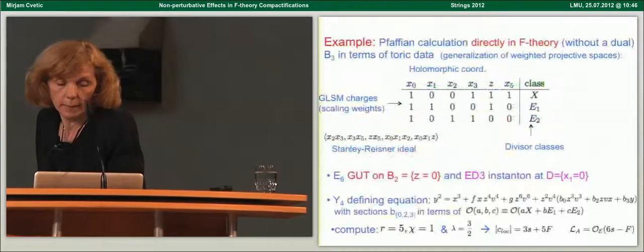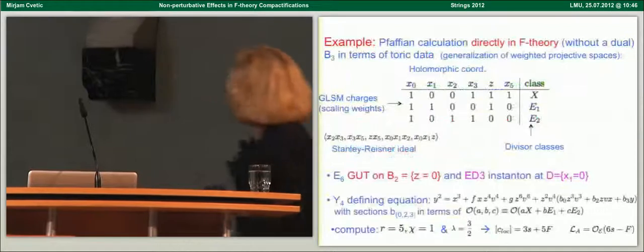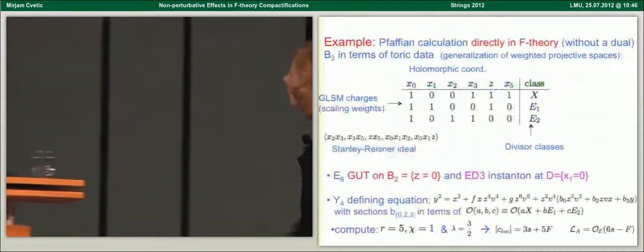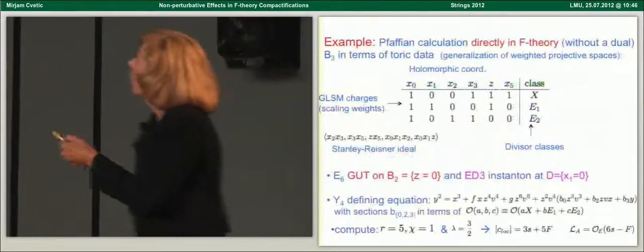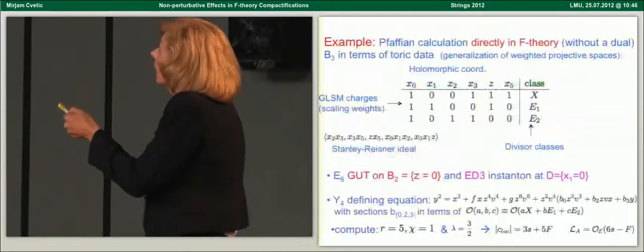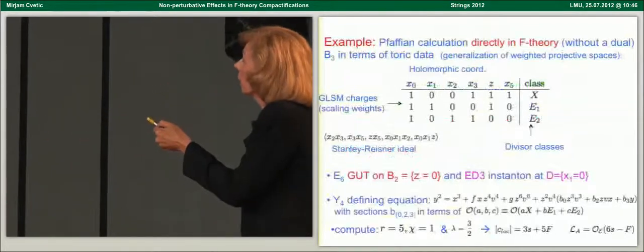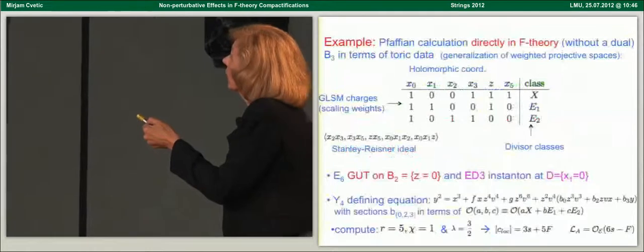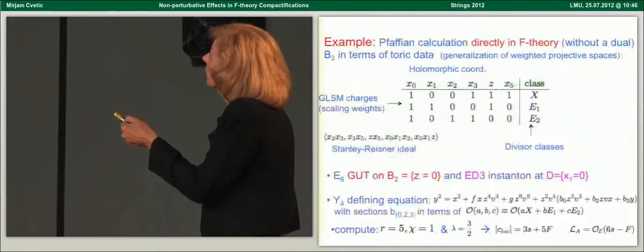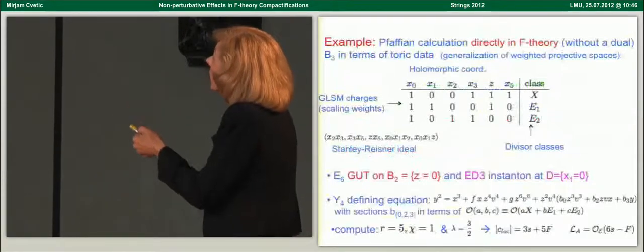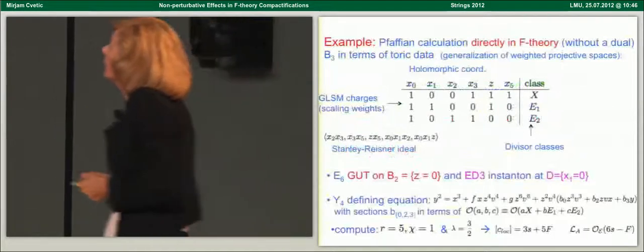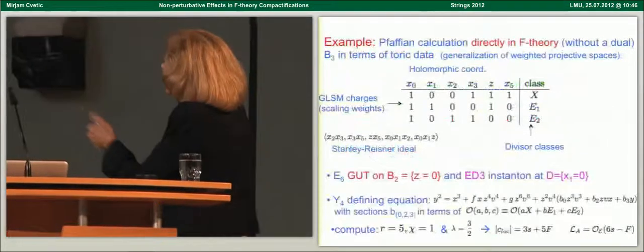So let me show you an example of this calculation directly in F theory. It's an example of a toric three-dimensional base of a fourfold, which I'm specifying in terms of the toric data: holomorphic coordinates, divisor classes, and corresponding scaling weights or charges.